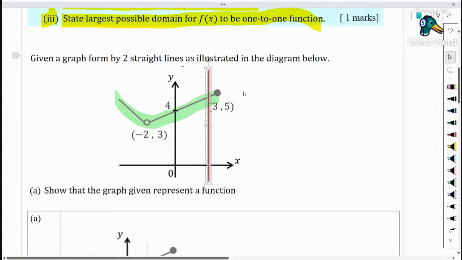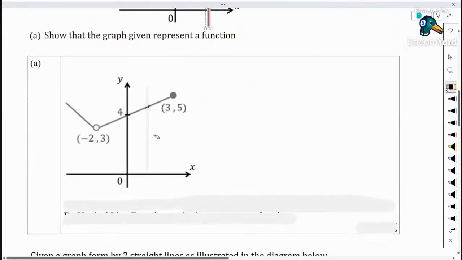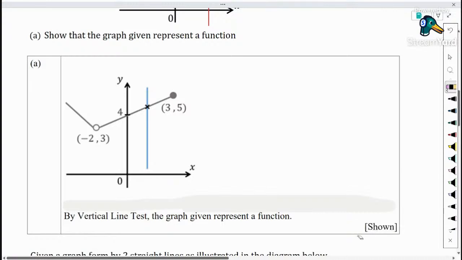So this is the case to show that this is a function, and how we get our answer is that we copy the diagram for better illustration, and then draw a vertical line at any position that cuts the graph at one point, and show the intersection on the graph, so that we emphasize the intersection is on the graph here. So our conclusion will be, by the vertical line test, the graph given represents a function. So this is our conclusion.